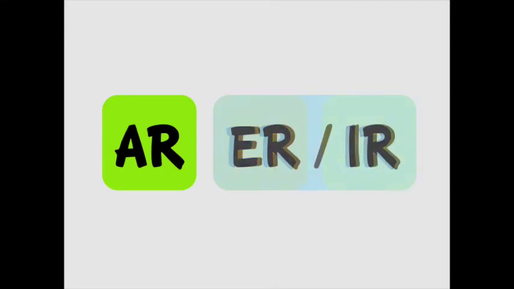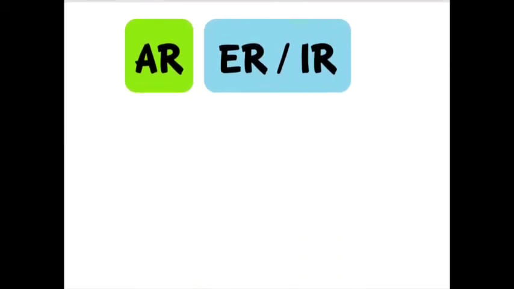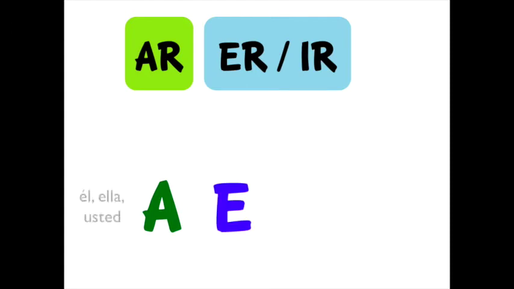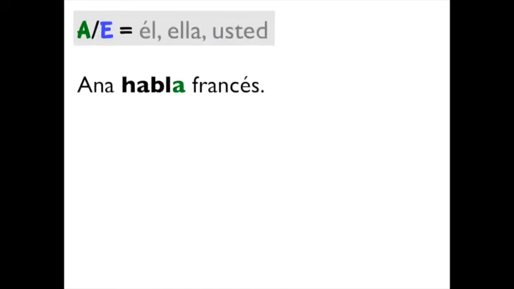To simplify present tense conjugations, we're going to combine ER and IR verbs into one group. So we've got our two groups of verbs, AR verbs and ER and IR verbs. To conjugate these verbs, we're going to take off the last two letters of the infinitive and add the following sounds: A for AR verbs and E for ER and IR verbs. These two sounds give us the forms for él, ella, and usted, or he, she, and the polite, formal you form. Some examples of this would be: Ana habla francés.